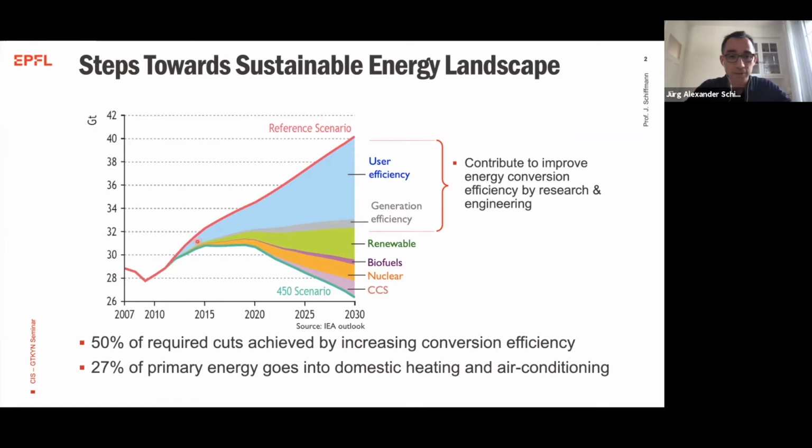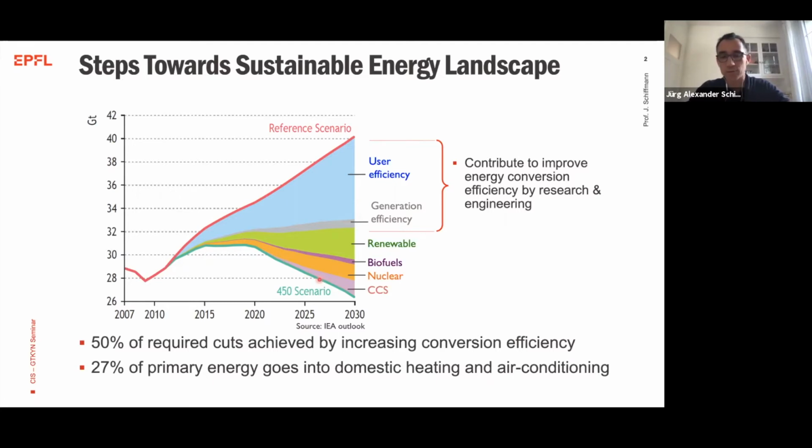The red curve here is showing the yearly CO2 emissions as a function of the years for the reference scenario, which basically means we go on and burn fossil fuels as if nothing happened. And there is a clear increasing trend, which raises, of course, the CO2 concentration in the atmosphere with known consequences.